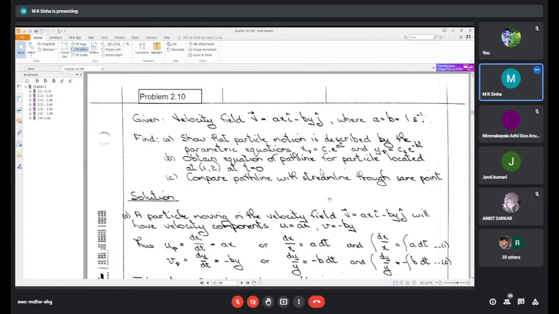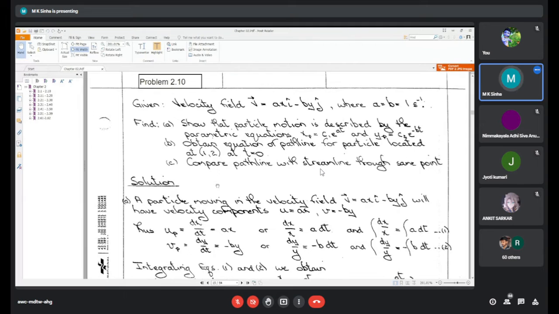Yes, sir. See, first clarify about the question. V equal to axi minus byj, a, b is 1. In the new edition, it is written capital A xi minus capital A yj, and A is 1. That's all. Second thing, the location of the particle is 1, 2. In the latest book, it is mentioned 2, 2. The method is the same. Either it is 2, 2 or 1, 2, it doesn't matter. So see, first we have to learn it.